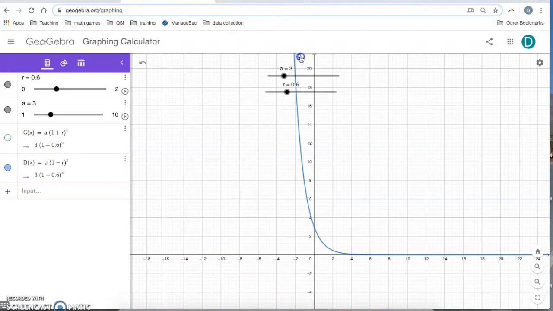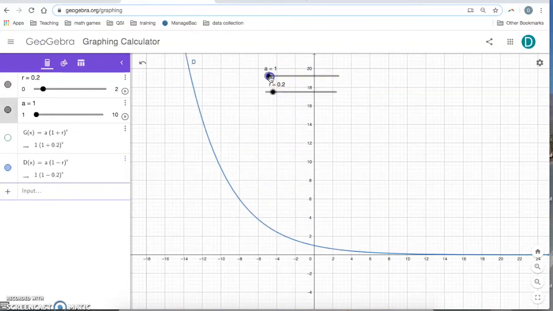Okay, here I've got the decay function. So here I've got d for decay. Notice the shape is kind of similar, except this time it's kind of reflected across the y-axis. So instead of growing, the function is decreasing. As the time goes to the right, the function is getting lower and lower.